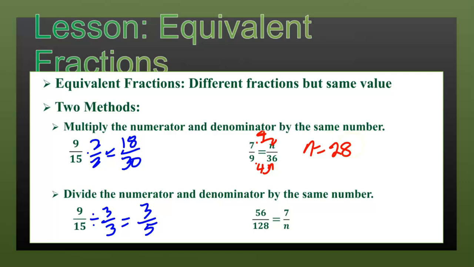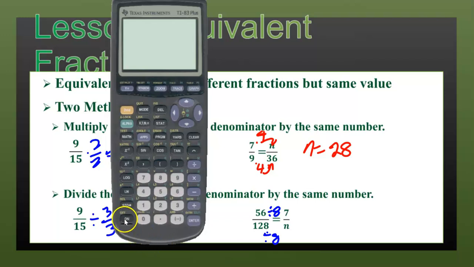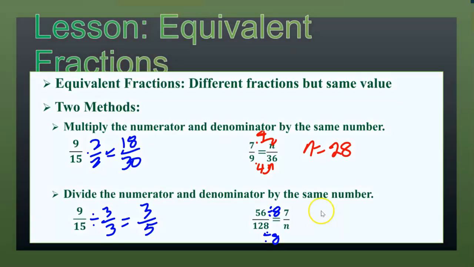And this one, I know that 56 divided by 8 is 7. That means 128 divided by 8 would give us, and let's just grab our calculators quickly here, and we'll do 128. And we're going to divide that by 8. And that gives us 16. So n would give us 16.